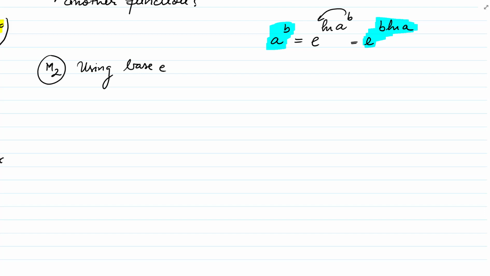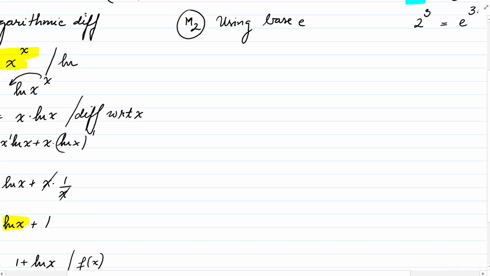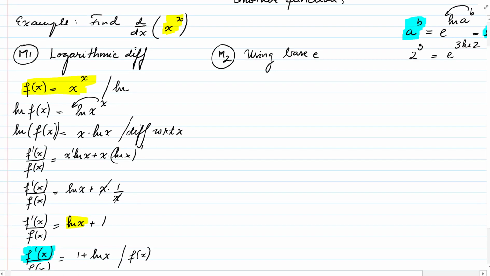So any base, like for example, if I have 2 to the third, if I want to write it as base e, I will write it e to 3 ln 2. So having this information, let's write our x to the x. So we write x to the x as e to x ln x. So e to x ln x prime, well, how do I differentiate e to a u function? Chain rule, it's e to u times x ln x prime.